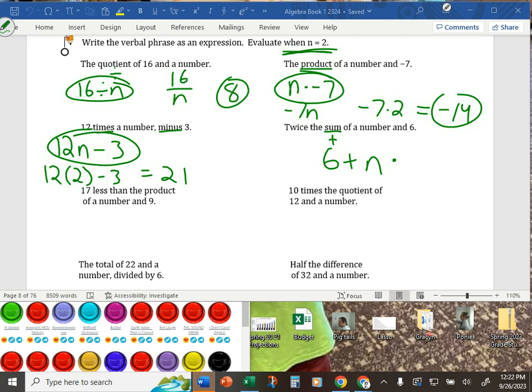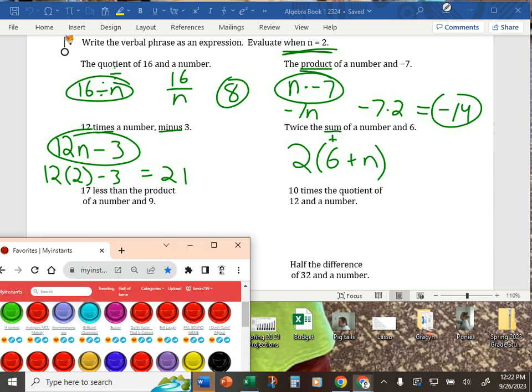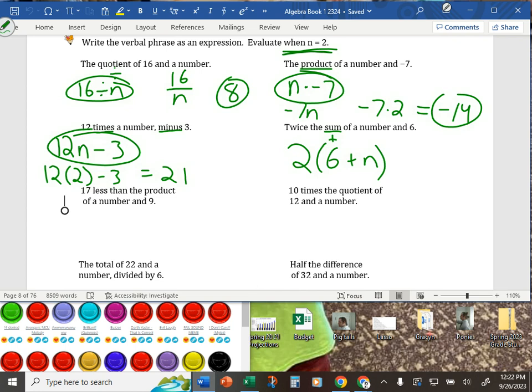Let's tap in here. Dominic. So you want to do 6 plus n, and then put it in parentheses. You want the sum of 6 plus n, and then you times that by 2. Brilliant.